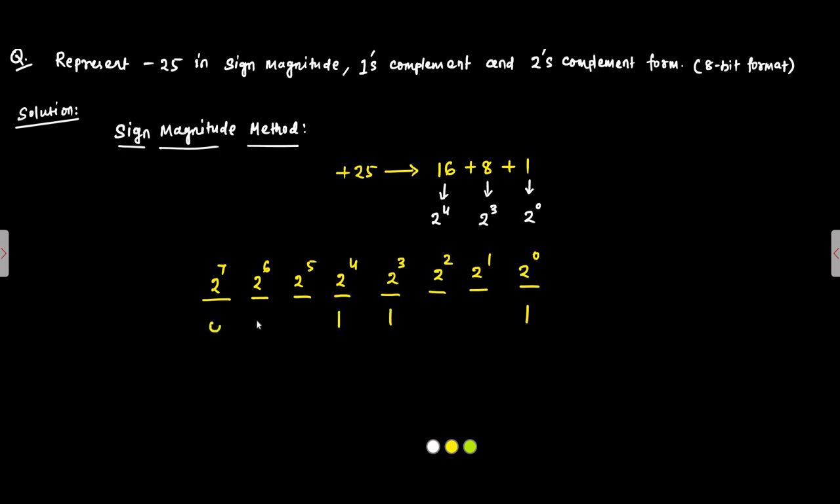Remaining all are zeros. So the binary representation in sign magnitude form of plus 25 is 0 0 0 1 1 0 0 1. Here, if you see the MSB bit, which is the sign bit, it is 0, so it denotes a positive number.